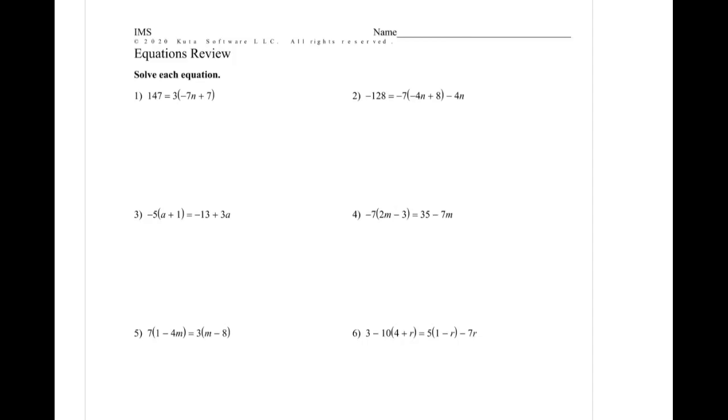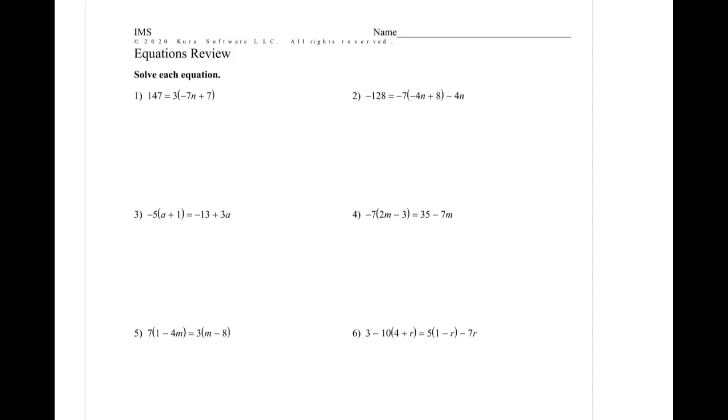Hello, today we are doing some equations review. That's the title, equations review. Okay, so first some relatively basic equations. The biggest thing here is just making sure you pay attention to the details and don't make little mistakes, like with your negatives and stuff like that.